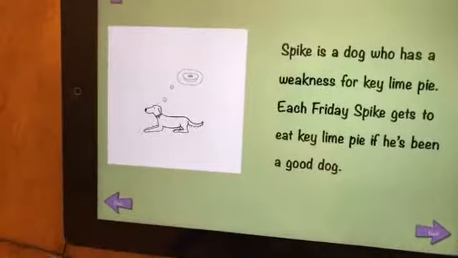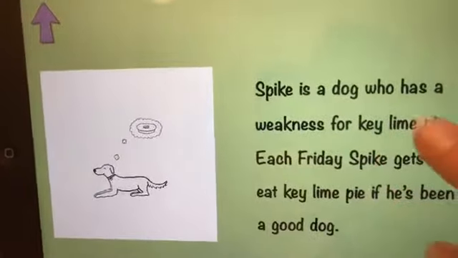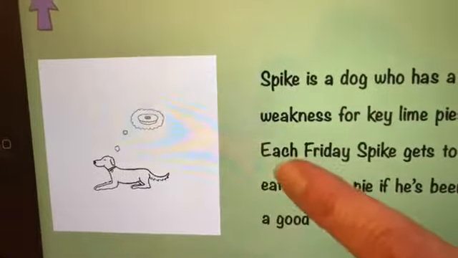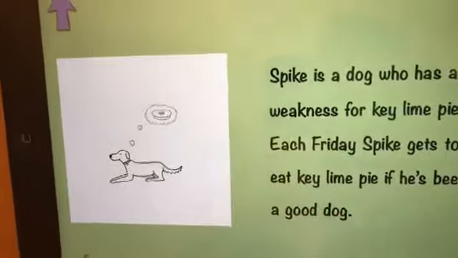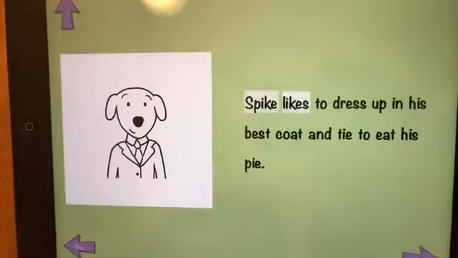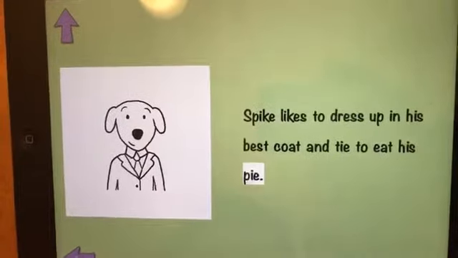Oh, so hold that thought for a second. This has a lot of the I sound words in it with different spellings, and it is also reviewing sounds that have been covered before, like the E in weakness and each and eat. Spike likes to dress up in his best coat and tie to eat his pie.